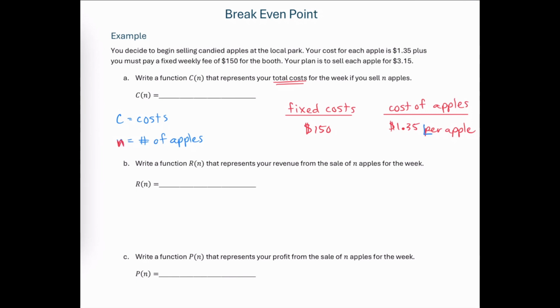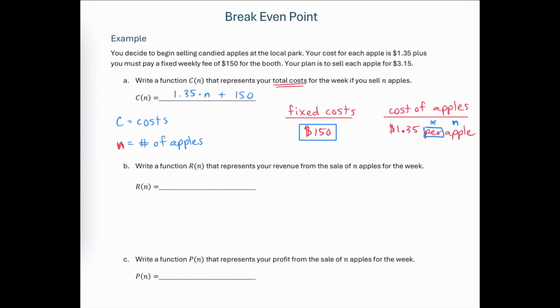In a word problem, the word per means essentially multiply. So we're going to be paying $1.35 per apple, or $1.35 times the number of apples that we're purchasing. So our cost function is going to start off with $1.35 per apple. But to that, we're going to add the initial cost, what we had to pay to rent the booth in the first place. And so this is our operating cost function.